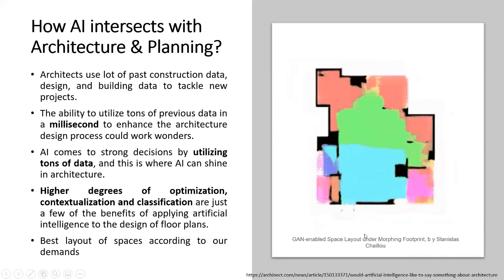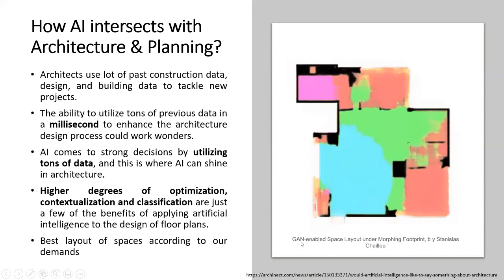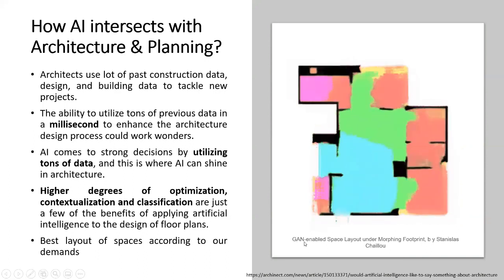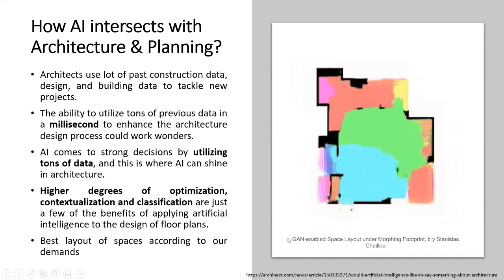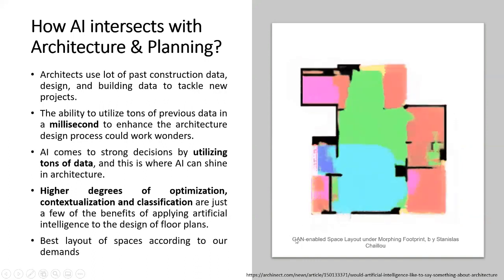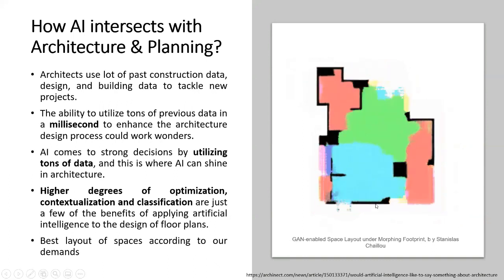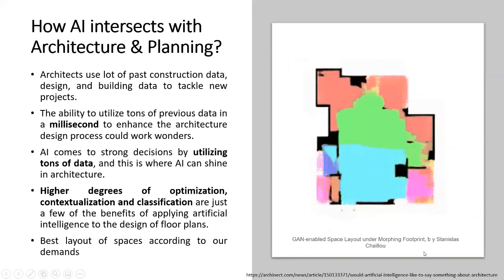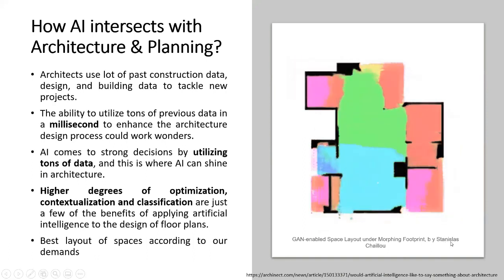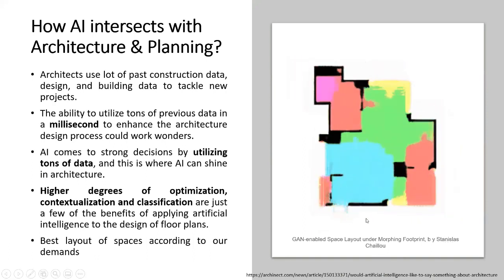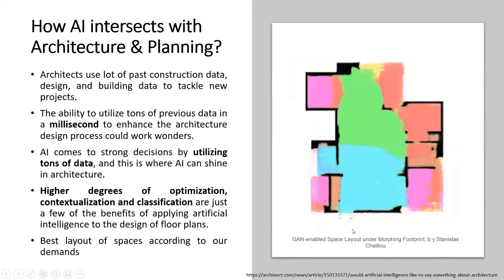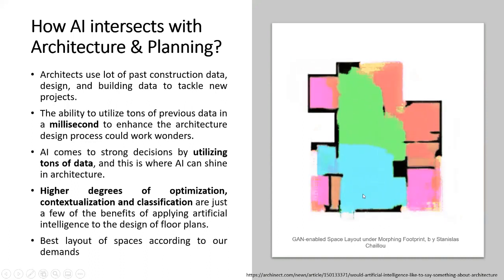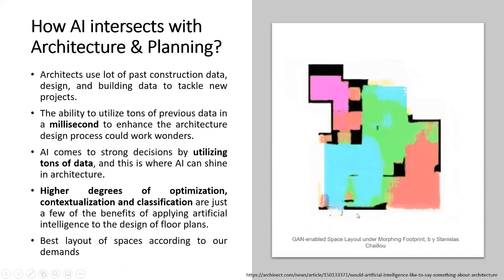And this kind of model has been developed using GAN, that is Generative Adversarial Network. It is a kind of deep learning algorithm with which we can train the model and get the optimized layout of spaces for our particular requirement. And this research has been done by Stanislas. He did his PhD at Harvard University and published these results in 2019. So he is the one who has worked on intersecting AI with architecture and planning.